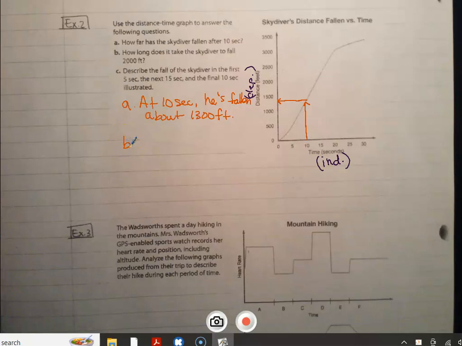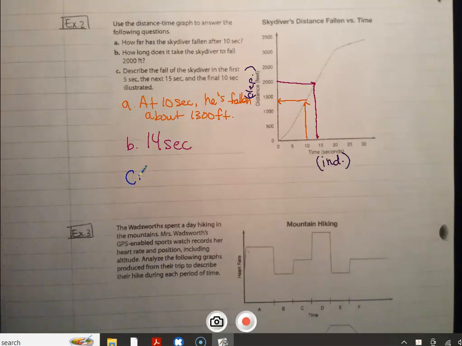Okay, let's do the next one, B then. B says, how long does it take the skydiver to fall 2,000 feet? Okay, so this time we're looking at 2,000 feet, so we need to come over here and go over to 2,000 and then follow 2,000 down. Okay, so right about here. It's a little scratchy. All right, where would you think that is? About 14 seconds? So yeah. All right, so B is 14 seconds. How long it takes a skydiver to fall about 2,000 feet. All right, let's look at C then.